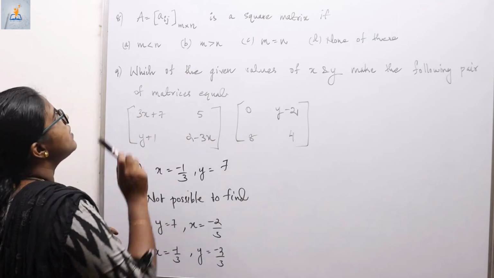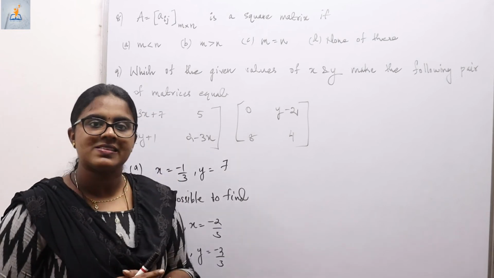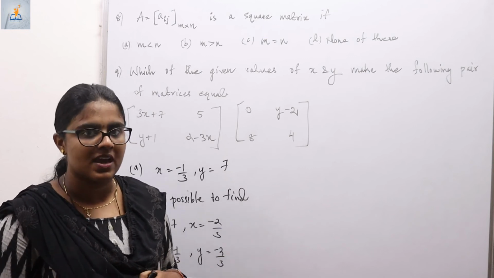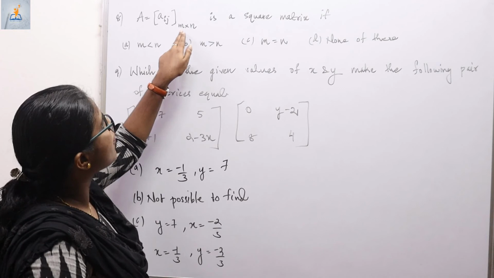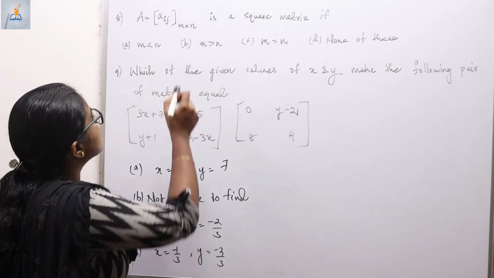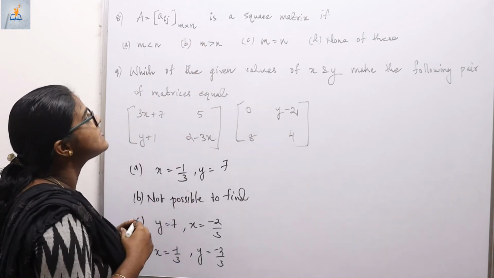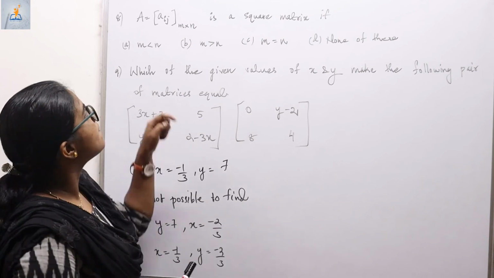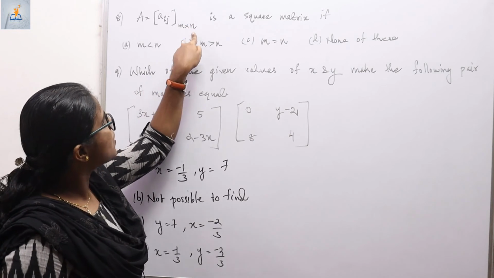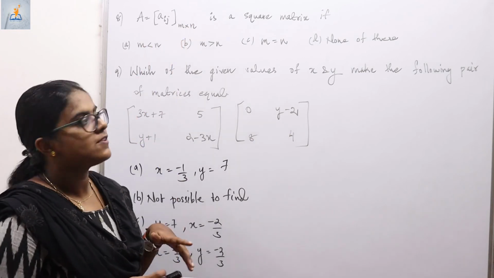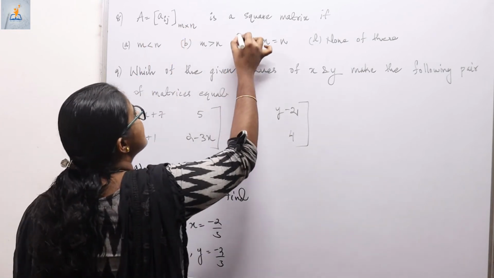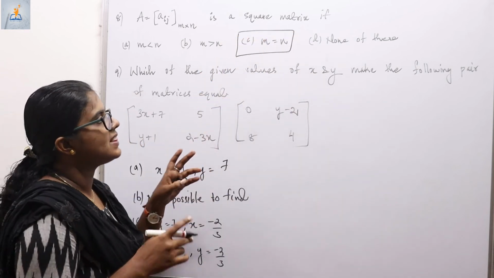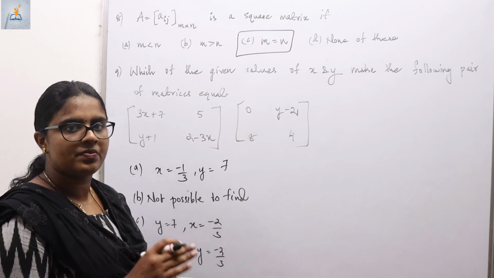So we know that a matrix A is said to be a square matrix if the number of rows and number of columns are equal. So this matrix is of order m by n. So number of rows is m and number of columns is n. So this matrix is said to be a square matrix if the number of rows m is equal to the number of columns n. So the condition which satisfies that A is a square matrix is option C, that is m is equal to n.